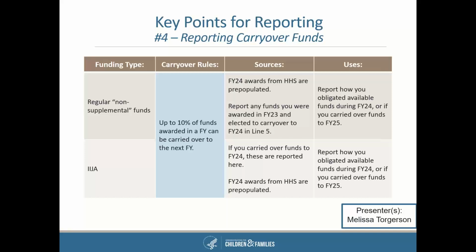In the report, the carryover is in both the sources and uses area, and that's what these two other columns are for. It talks about how if you carried funds into 2024, they're going to be found in the sources section along with all the awards from HHS. And then if you decided to take some unobligated funds out of 2024 and carry them into 25, it should be reflected in the uses section. Dan's going to give some examples later where he shows you specific lines, but just keep in mind that this is a useful chart for showing you how those are broken out in this report.